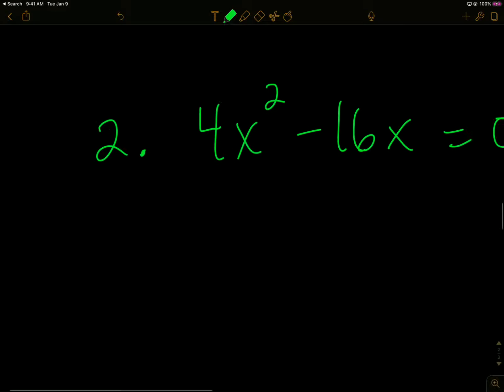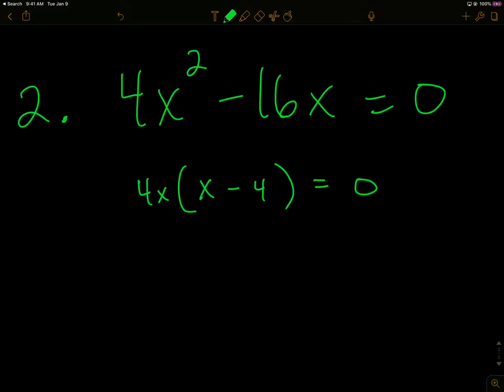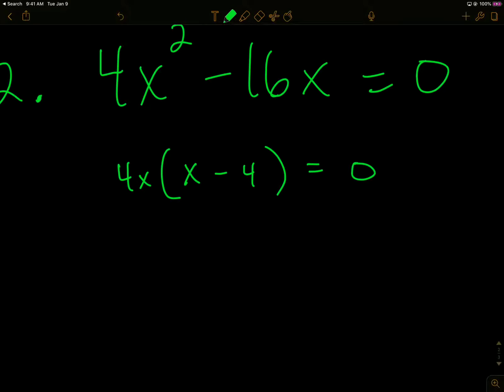Okay, welcome back. So here's another one we can try. So again, I want to undistribute. So this looks like a 4x is what was distributed here. So then I'm going to undistribute and get 4x times x minus 4 equals 0. So what would be the solutions here? They would be whatever x makes this factor 0 and whatever x makes that factor 0.